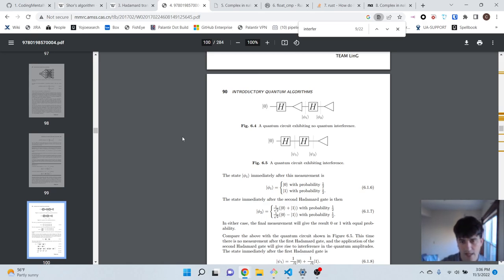If you put it in spin up and you measure it along the x-axis, you will get 50-50 results. You put it in the up direction, you measure it in the x direction, you get 50-50 results. If you measure it in the z direction again, you will get 50-50, because measuring it in the x direction has caused it to essentially go through a Hadamard gate and become a superposition of up and down.